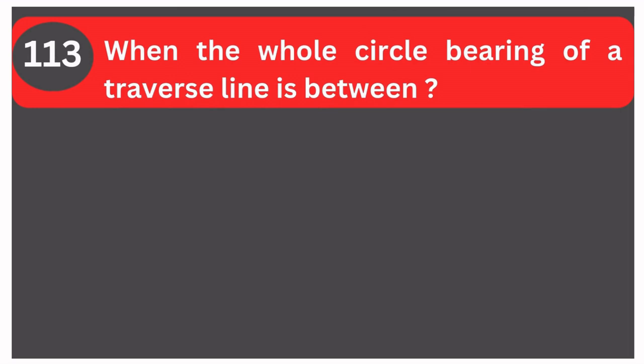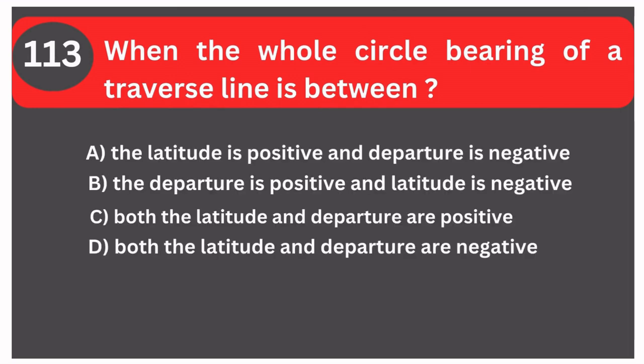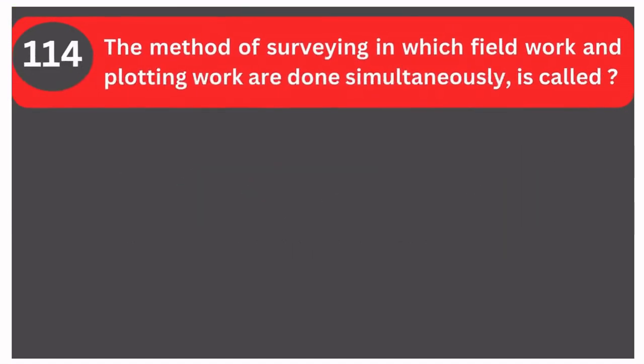When the whole circle bearing of a traverse line is between... Options A. The latitude is positive and departure is negative. B. The departure is positive and latitude is negative. C. Both the latitude and departure are positive. D. Both the latitude and departure are negative. Answer B. The departure is positive and latitude is negative.